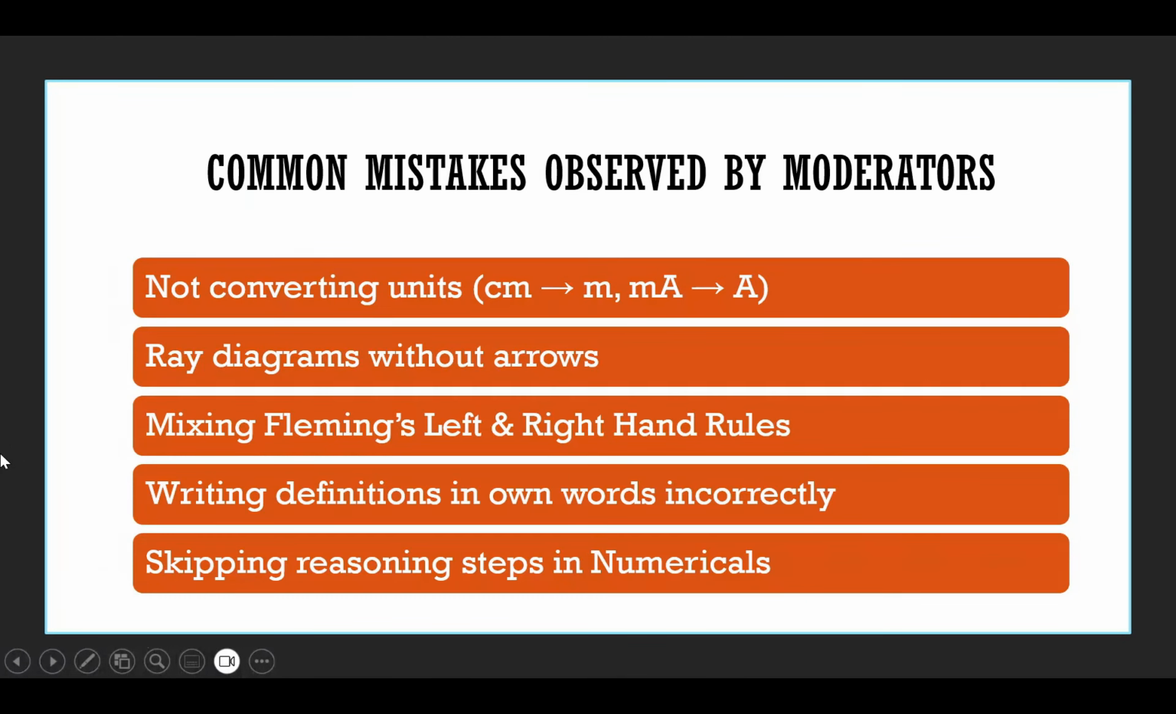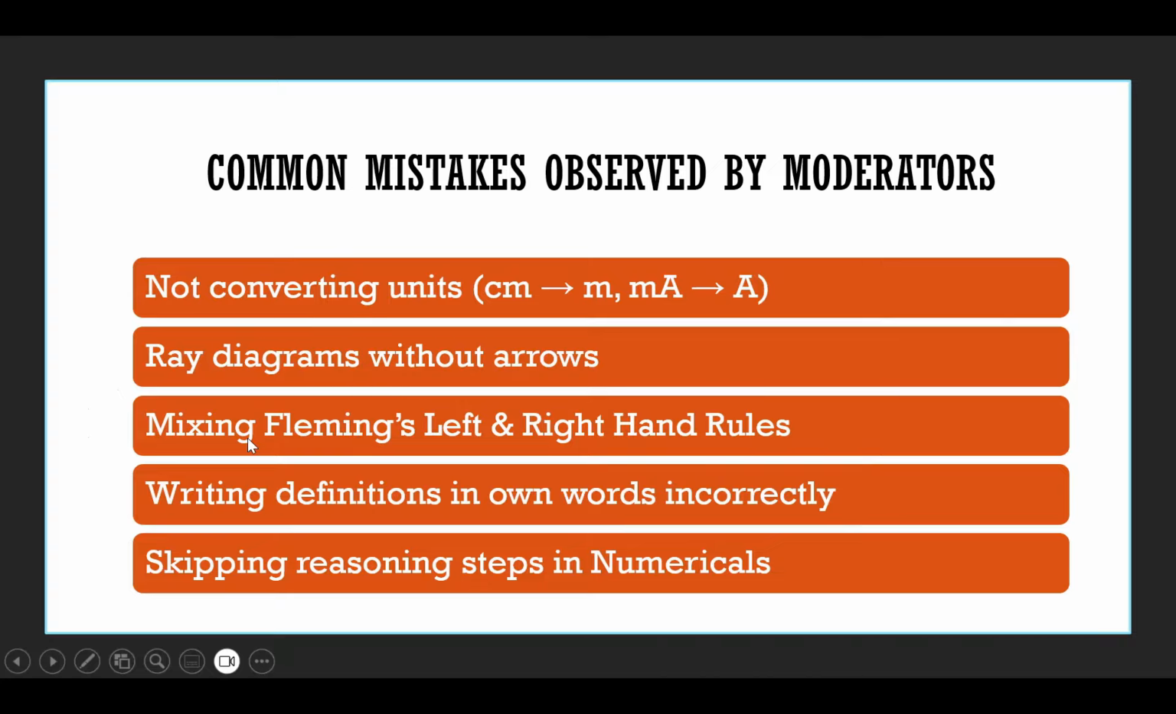Some of the common mistakes which are observed by moderators are, first of all, not converting the units. Usually students forget to do conversion. I would advise you to do conversion at the start only, at the point of given only. So centimeter to meter, milliampere to ampere, millimeter to centimeter and then to meter, millimeter square to meter square. They don't do the conversion. As already mentioned, a ray diagram without an arrow makes no sense. Similarly, a circuit diagram without the arrows for direction of current also gives no idea about the correct diagram.